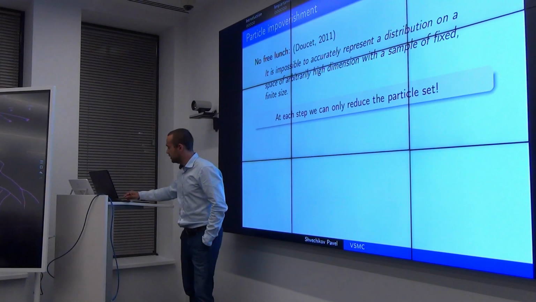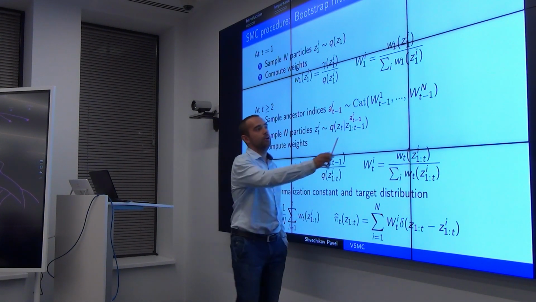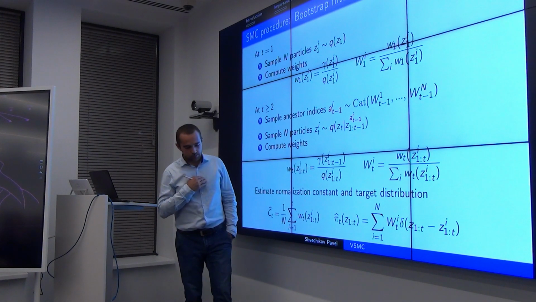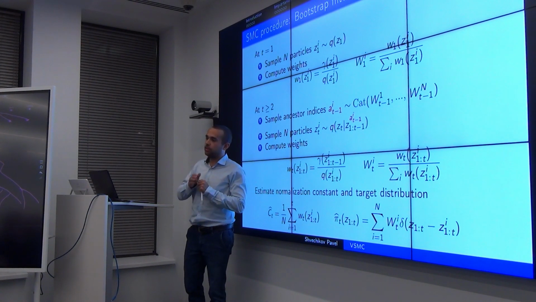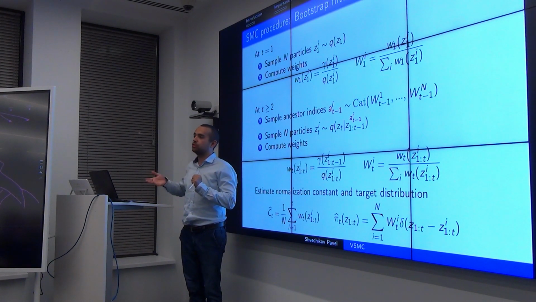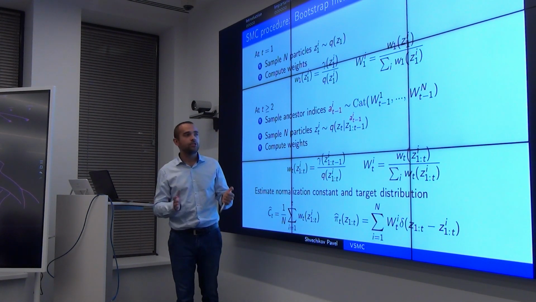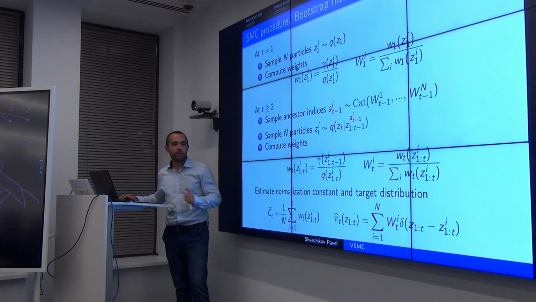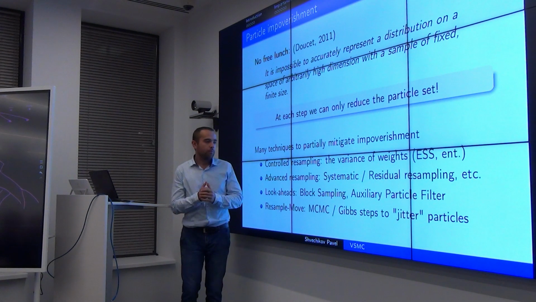At each time step, let me remind you, you sample an index which may be from 1 to n. You can just lower the number of previous histories you are considering at the next step. You cannot make it more diverse, and this is a very serious problem. And there are many different solutions. Some of them are here.